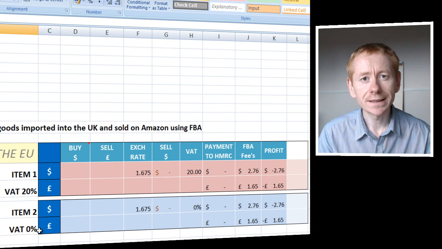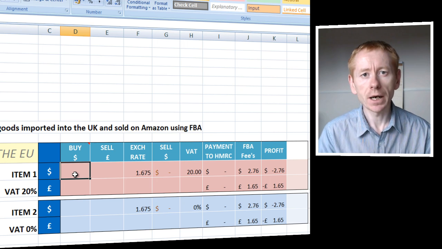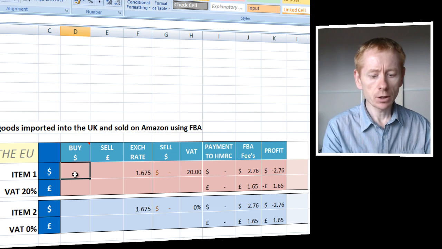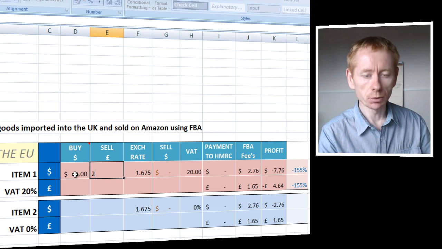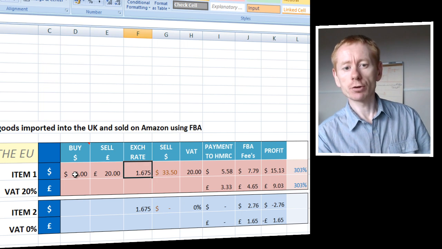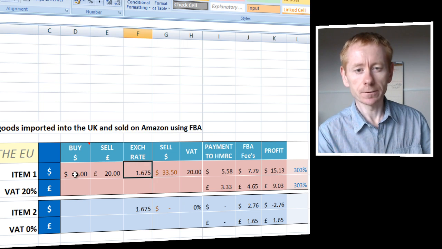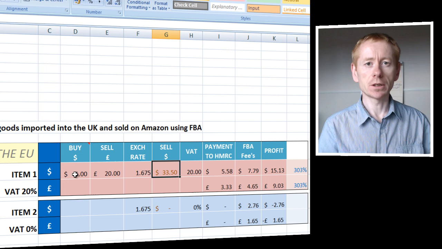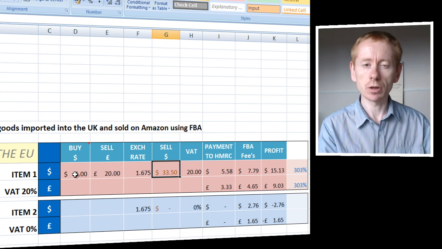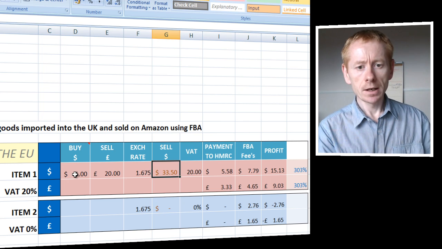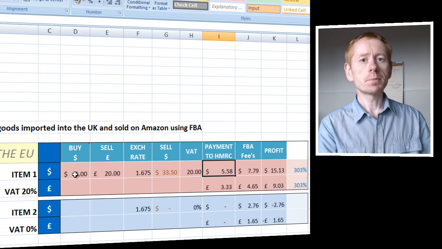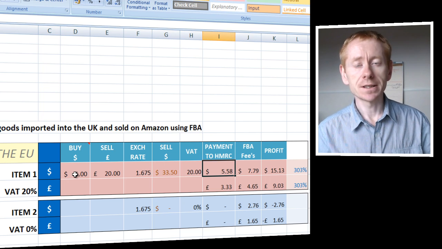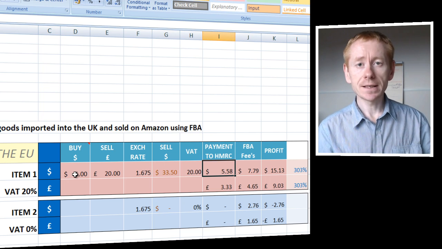Now, we'll go through an example using the $5 buy cost that you put in your question. So if we say we're going to buy an item for $5 and we want to sell it for £20 in the UK, and we have an exchange rate of 1.675, which is close enough for today, that means we're selling it for $33.50, just to put it into US dollars, make it a bit easier to understand. And if we have a VAT rate of 20%, that means we're going to be paying £5.58 to the HMRC. We're going to be handing that money over, and that's going to come off our bottom line.